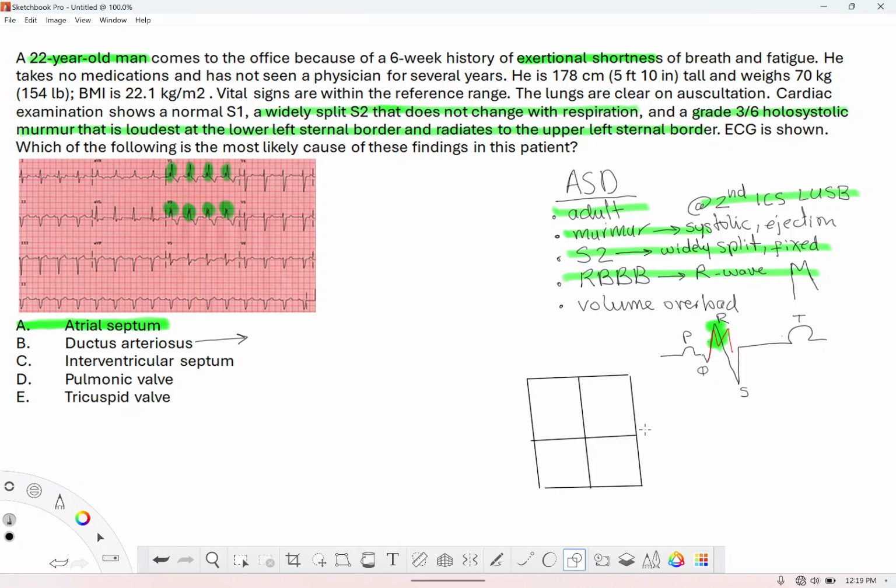Okay, let's say this is the heart. If this is the heart, ASD should make sense. Right atrium, left atrium. Right ventricle, left ventricle.